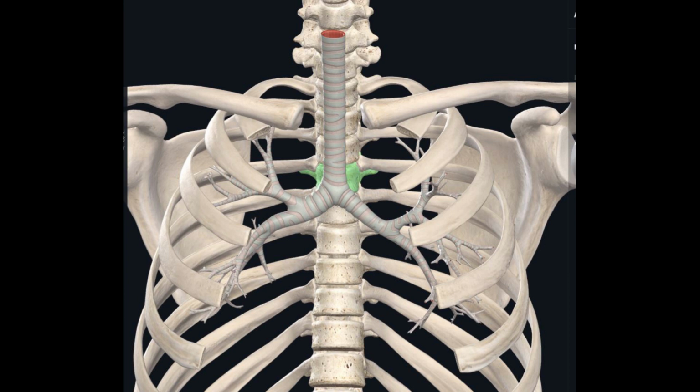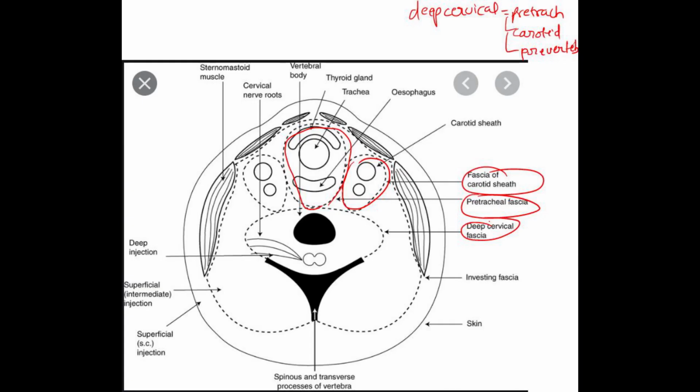Moving on to the relations of the trachea. So there are two parts of the trachea, the cervical part and the thoracic part, because of course it lies between the cervical and thoracic vertebrae. So considering the anterior relations first, we're going to divide the anterior relations in terms of organs. It is covered anteriorly by the skin and by the superficial and the deep cervical fascia.